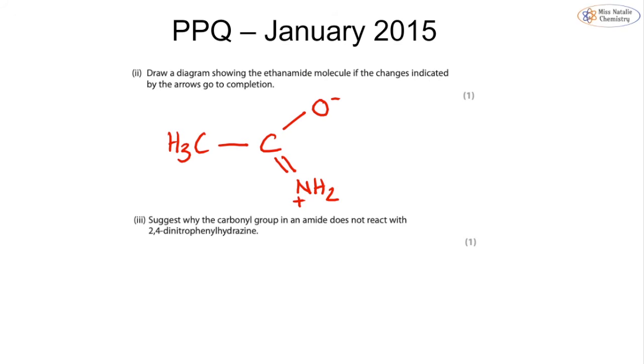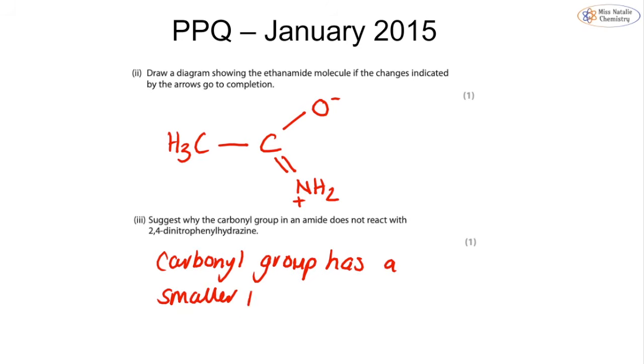So then we have to discuss why the carbonyl group in this may not react with 2,4-DNPH. Now again, this is starting to go into a little bit to do with amides, but based on our previous knowledge, we can't actually answer this. And it is because the carbonyl in this molecule has a smaller positive charge. So the 2,4-DNPH requires a positive charge on the carbon in order for it to happen. And the carbonyl group here actually has a lower positive charge because the charge is going to be down here on the nitrogen. So it makes it resistant to nucleophilic attack.